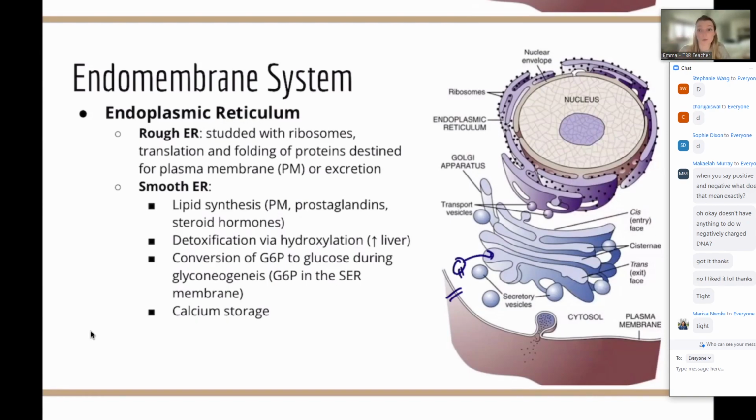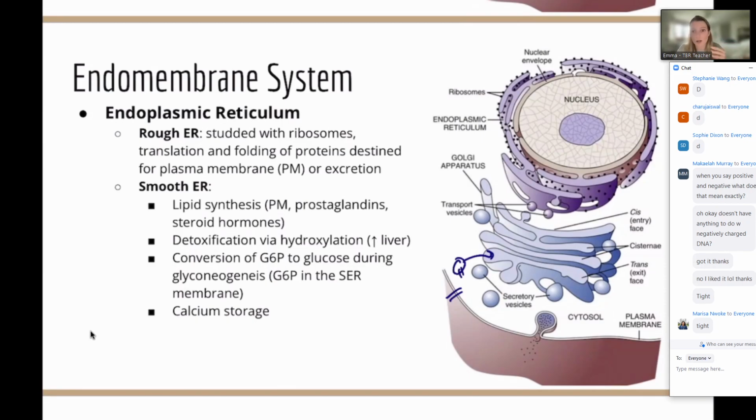I would just know a few of these off the top of your head, so that when you hear about smooth ER, or you're thinking about a question comparing the difference between smooth and rough, you already have some ideas coming to mind, and you're not completely lost as to what's going on.